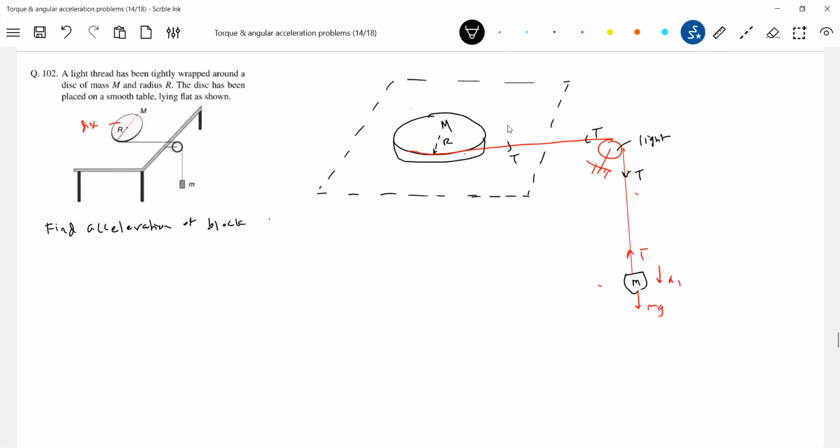This tension, what does it do? It will make this center of mass accelerate, and at the same time it will also set up a torque. Alpha naught, a naught, I'll write it. So what are the basic equations? T is equal to m a naught. mg minus T is equal to m a1. T into R is equal to I naught alpha naught. What is I naught? I naught is m r square by 2.